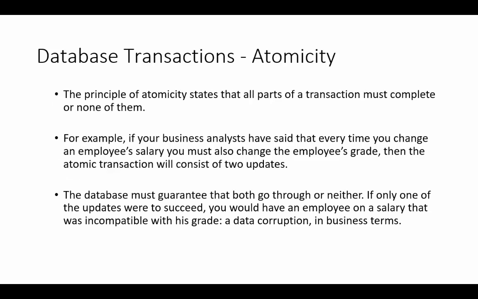The principle of atomicity states that all parts of a transaction must complete or none of them. For example, if your business analysts have said that every time you change an employee's salary, you must also change the employee's grade, then the atomic transaction will consist of two updates. The database must guarantee that both go through or neither. If only one of the updates were to succeed, you would have an employee on a salary that was incompatible with the grade, a data corruption in business terms.